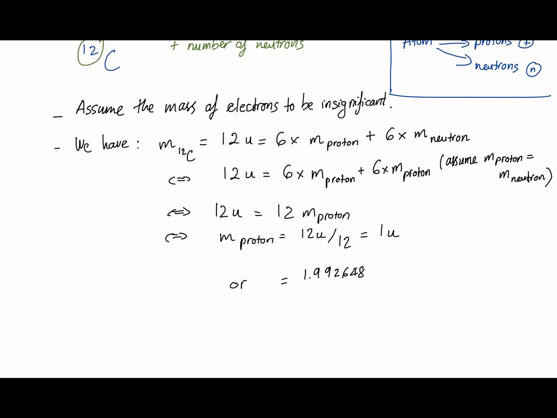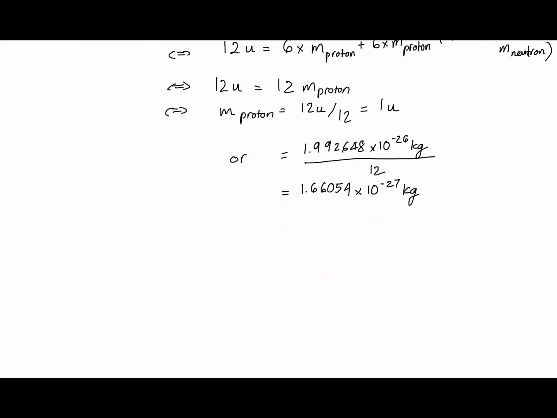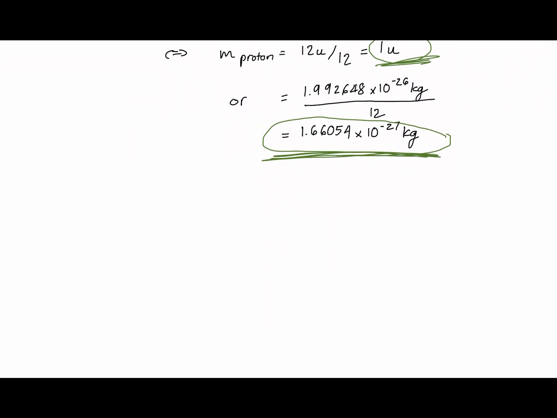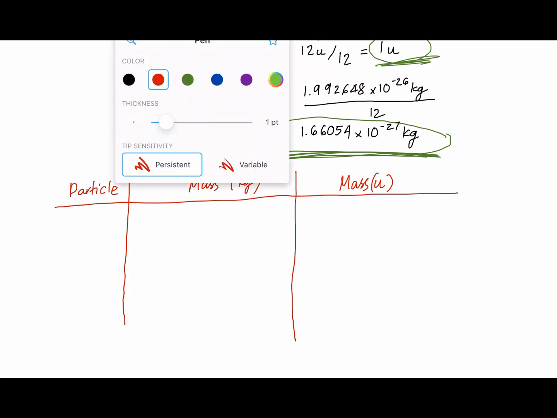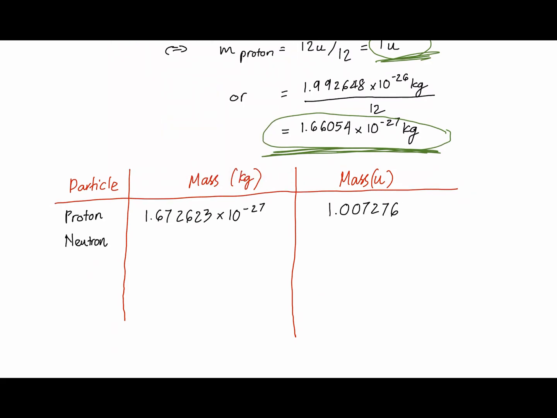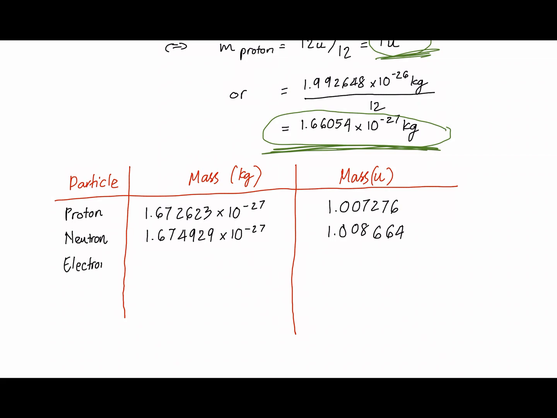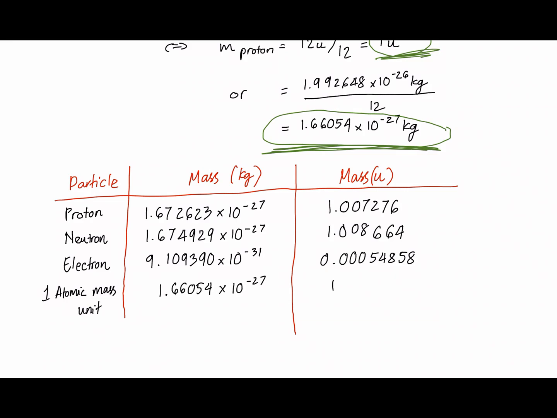Now, since 1 U is a 12th of carbon-12, this is our estimation of the mass of a proton and neutron from the definition of atomic mass. So how close is it really to reality? These are the actual masses of the proton, the neutron, and also the electron. As you can see, the electron is very insignificant compared to the other two. And I'm also giving you the atomic mass unit again for reference.